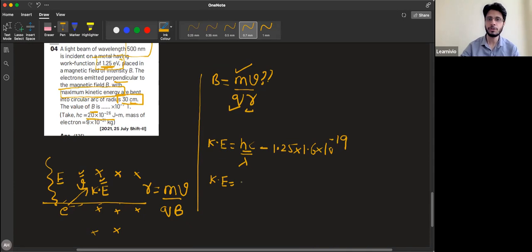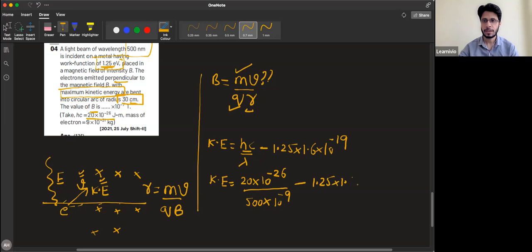Say this is 20 into 10 raised to the power minus 26. Wavelength is 500 nanometer, so 500 into 10 raised to the power minus 9, minus 1.25 into 1.6 into 10 raised to the power minus 19. So this 0 will cancel this 0. This kinetic energy will be 2 by 25 or 1 by 25.